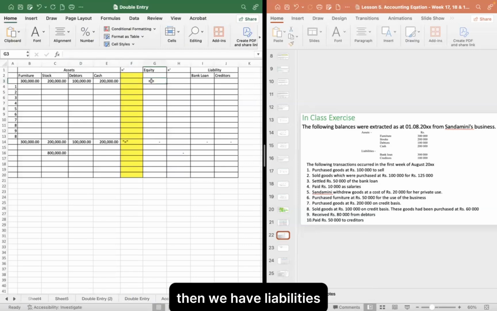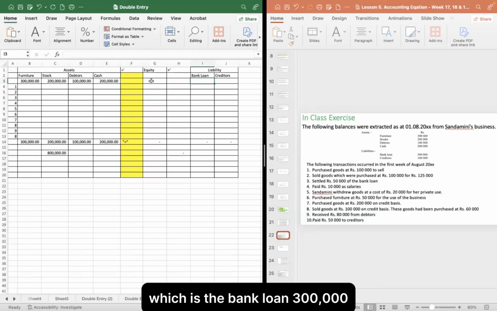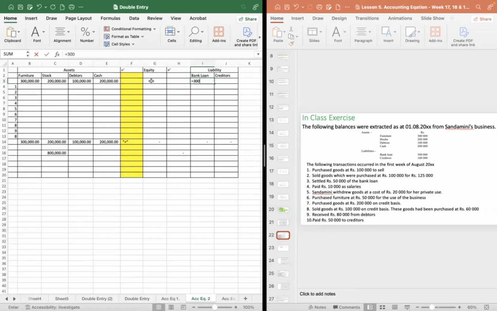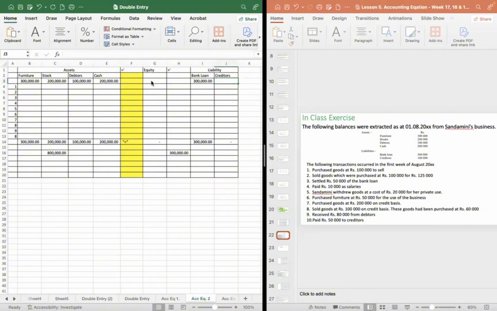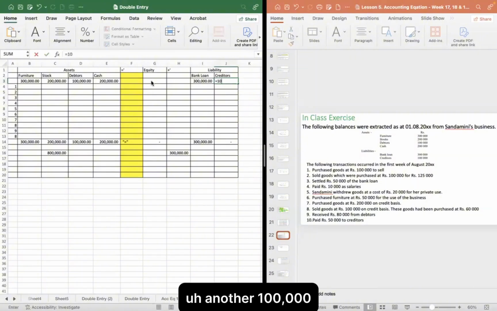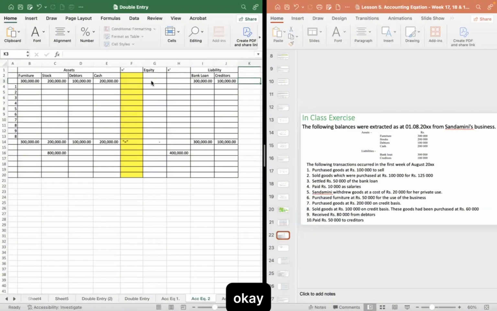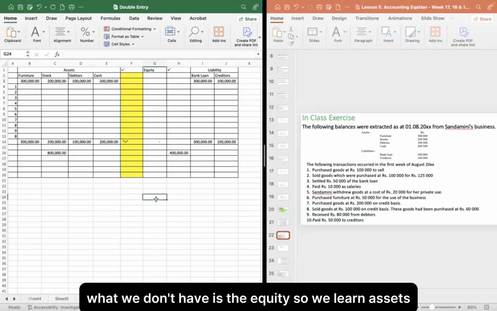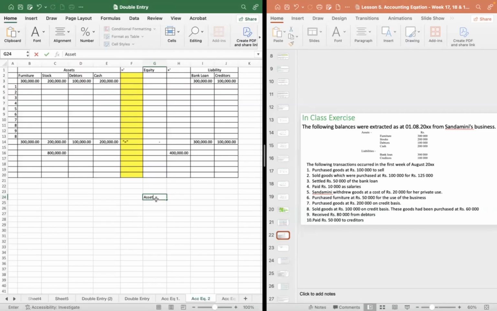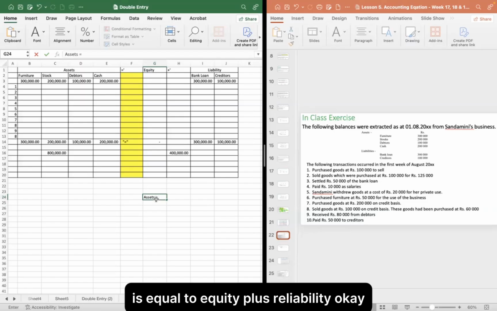Then we have liabilities, which is the bank loan 300,000, and creditors another 100,000. So what we don't have is the equity. We learned that assets is equal to equity plus liability.